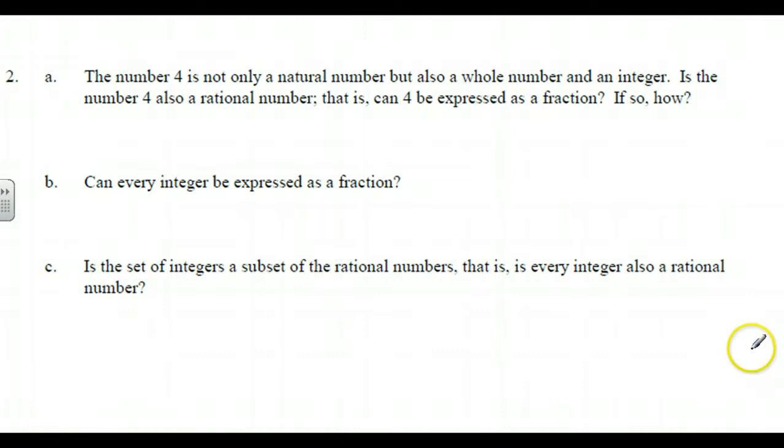The number 4 is not only a natural number, but also a whole number and an integer. Is the number 4 also a rational number? That is, can you express 4 as a fraction? Yes. How? You put it over 1. So now it's a rational number. It's of the form a over b, where b is not 0. Can every integer be expressed as a fraction? Yes. Write them over 1.